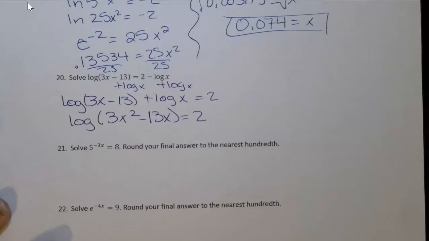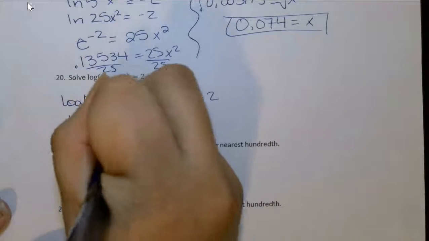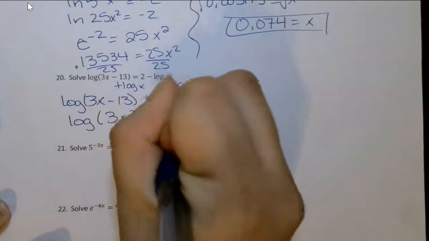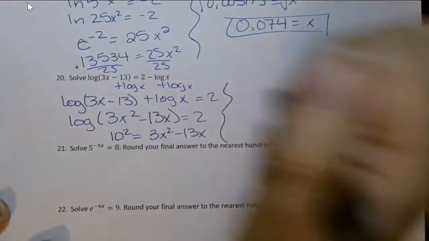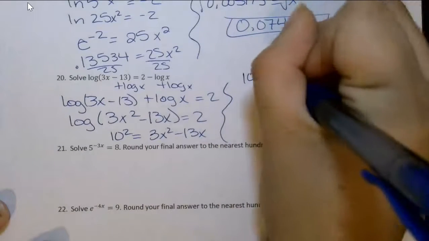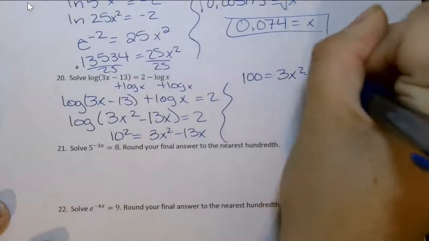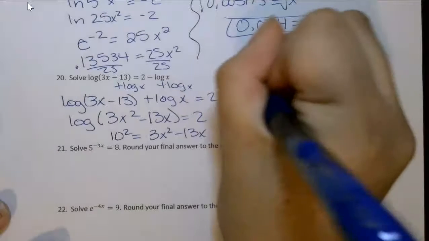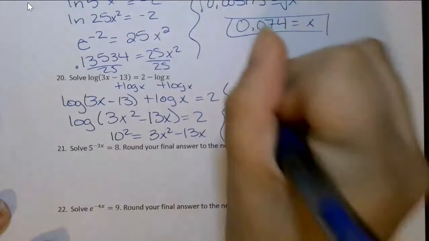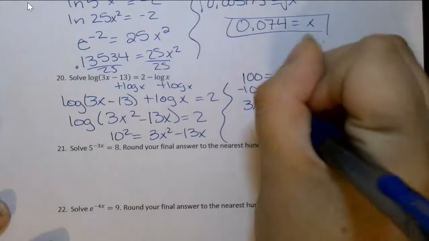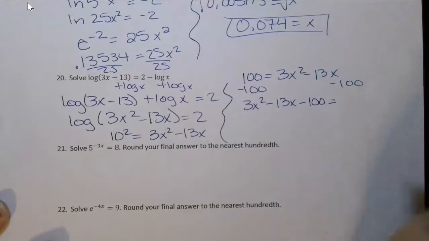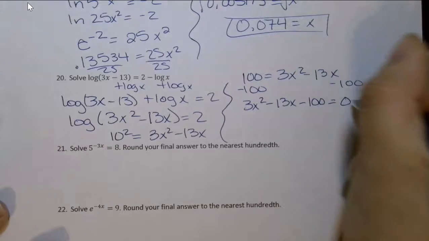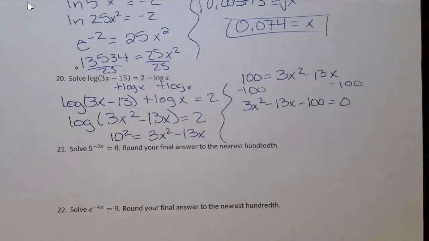equals 2. Then I want to rewrite this. Since it's a log with no base, I assume it's 10. I have 10 squared equals 3x squared minus 13x. 10 squared is 100. Then I want to go ahead and get 100 over to the other side. Equals 0. Then I want to factor.